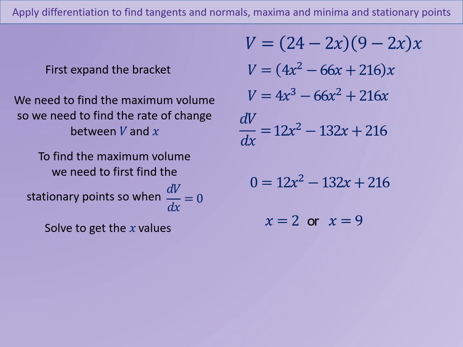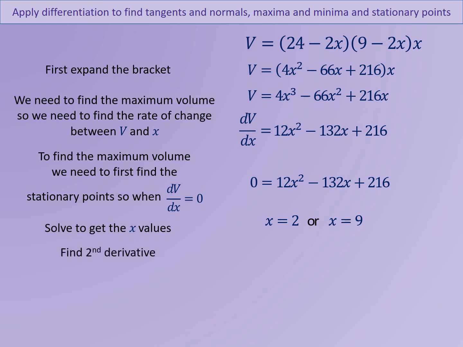And then I can use my calculator, because this is quite a tricky quadratic to factorize. I can use my calculator to find those values, and it turns out that there are two values of x that will make the gradient function equal to 0, and they are at 2 and at 9.